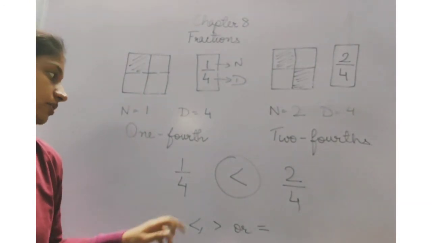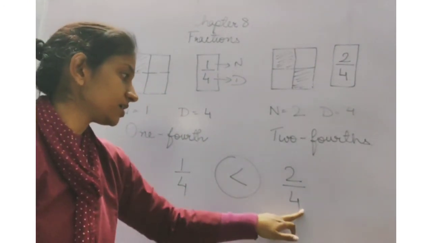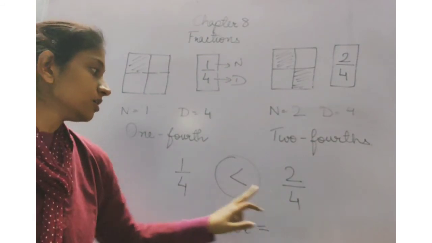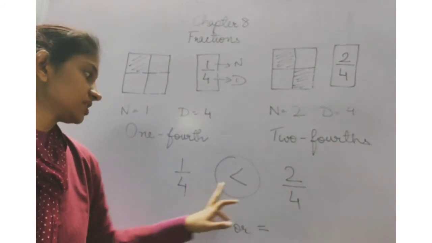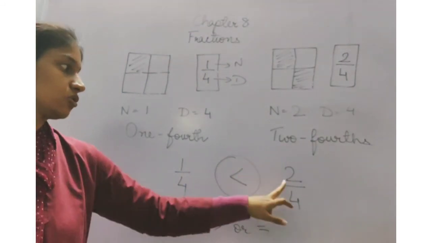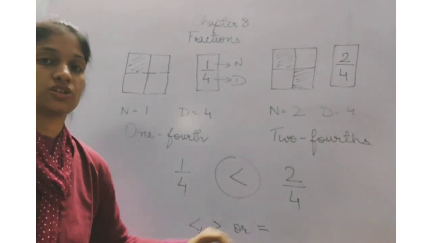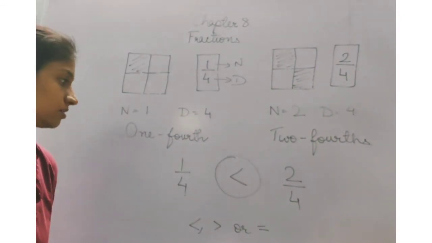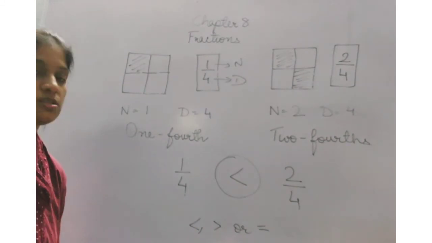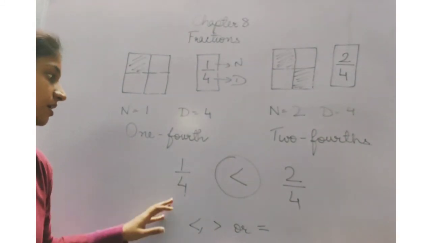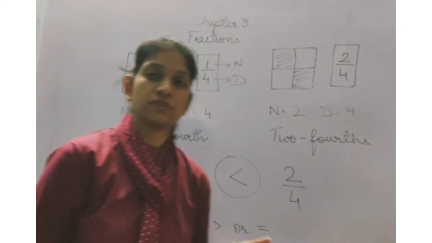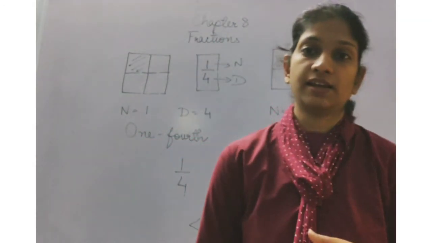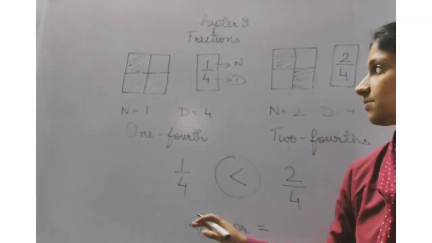So this means what? This means that when the denominator, or the number written below in the fractions, is the same, we can just look at the numerator and make out which fraction is bigger than the other, and we can compare the fractions accordingly. This comparison further helps us to arrange the fractions in ascending as well as descending order. So this is about fractions.